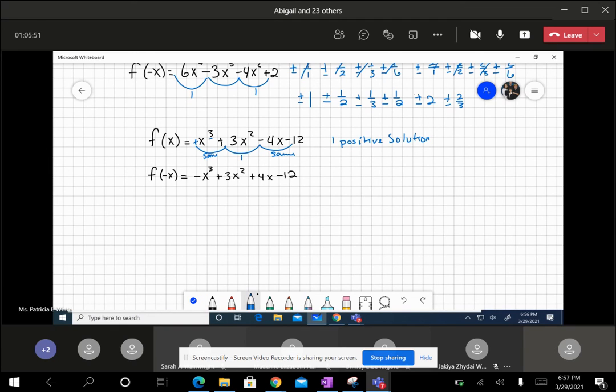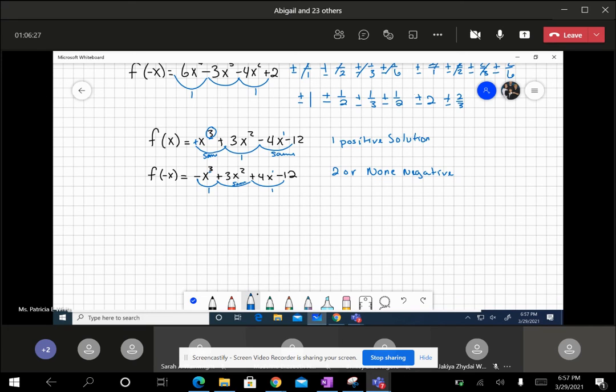Remember, your signs are only going to change when you have an odd exponent. One change, stayed the same, and a second change. So 2 or none negative solutions. I know that I have a maximum of 3, so far that's fitting.